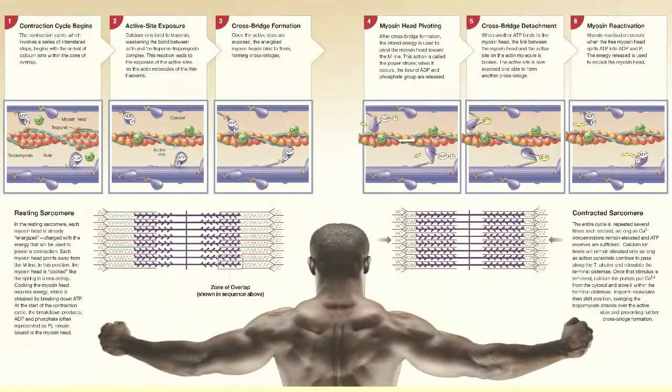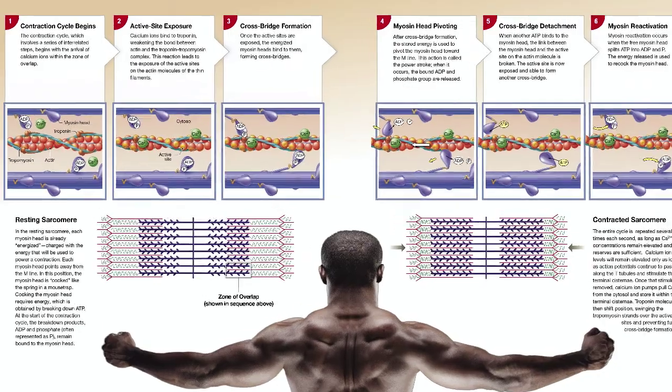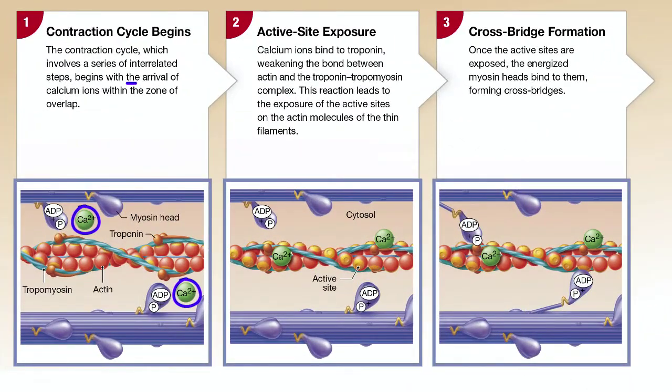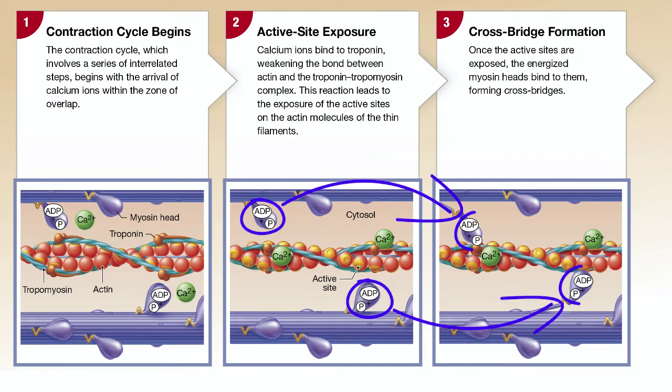The contraction cycle begins when the nervous system activates the release of calcium ions from the sarcoplasmic reticulum. The calcium binds to troponin, a protein in the troponin-tropomyosin complex. This binding changes the shape of the complex by exposing the active sites on the actin molecules of the thin filament. Now that these sites are available, myosin heads of the thick filaments bind to them, forming crossbridges.